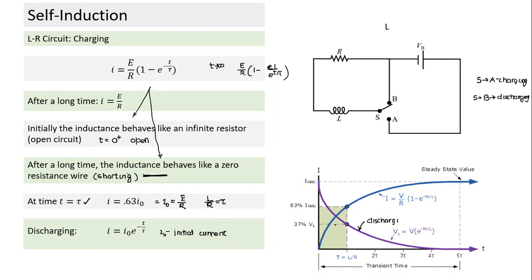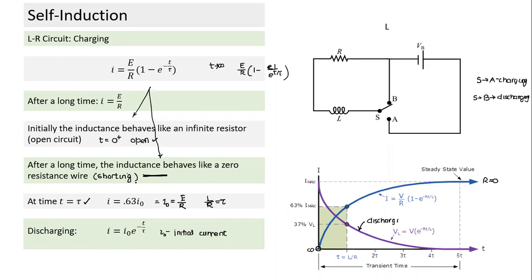And at time t equal to tau, during the discharging state, if the initial current was I naught, current will be 37% of the initial value. So this is the charging state, it reaches saturation current. Soon after this switch is closed, or soon after the charging starts, current is 0, which means infinite resistance. And here, after a long time, it offers close to 0 resistance. That's what we have written here. Initially, at t equal to 0 plus, it behaves like an open circuit.